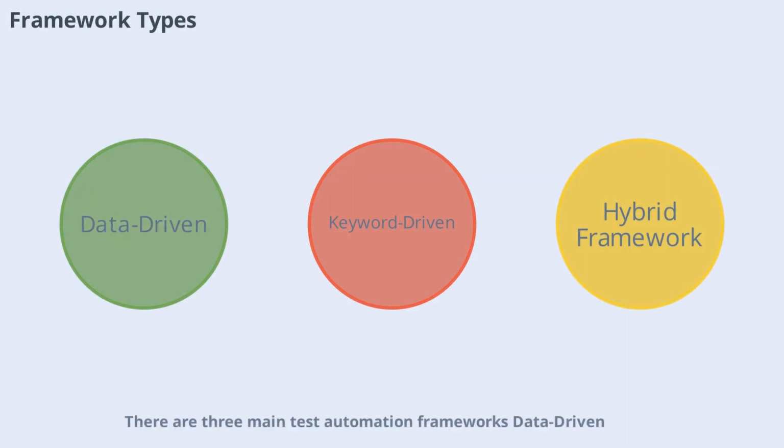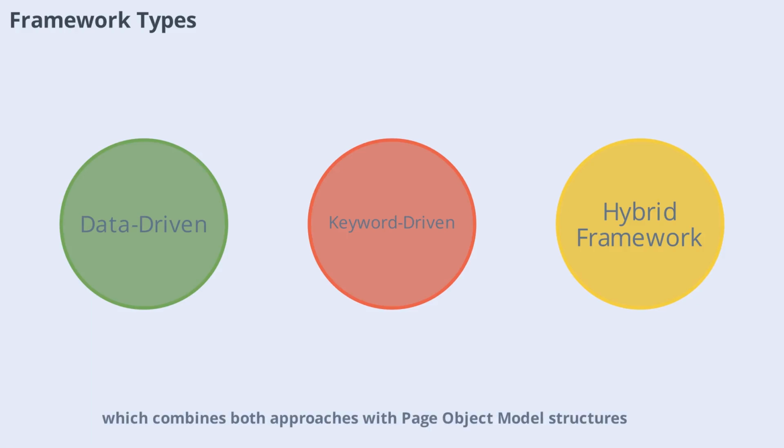There are three main test automation frameworks: data-driven, which separates test scripts from data; keyword-driven, which uses human-readable keywords mapped to code; and hybrid, which combines both approaches with page object model structures. Choosing the right framework depends on your project's complexity and maintenance needs.